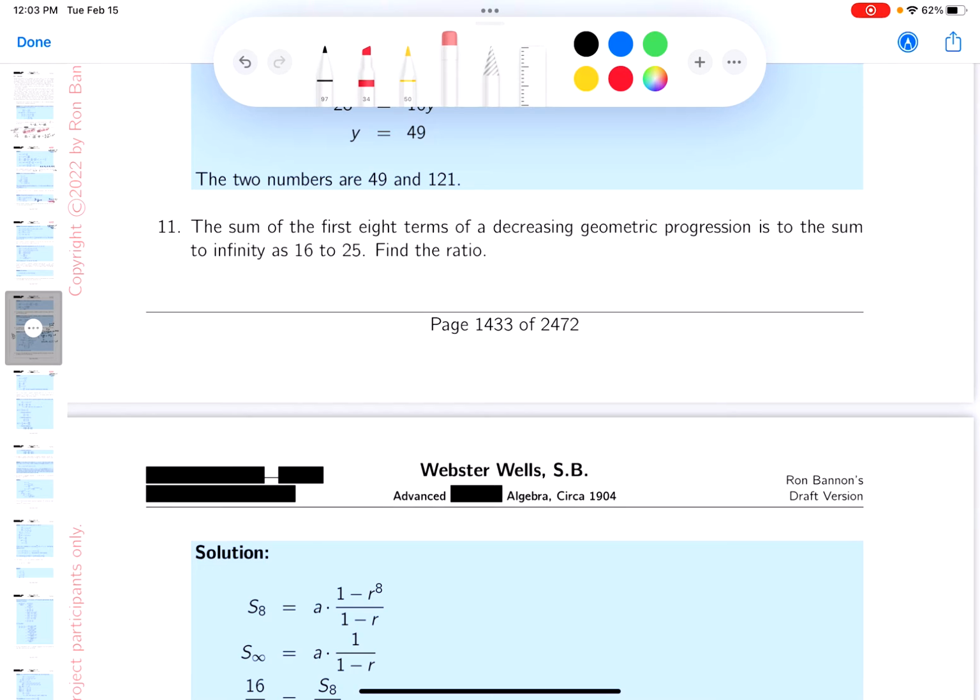All right? But let me read this to you. This is number 11, and we're working through the problem set. It says the sum of the first 8 terms of a decreasing geometric progression is to the sum to infinity as 16 is to 25. So I'm going to write down S8.